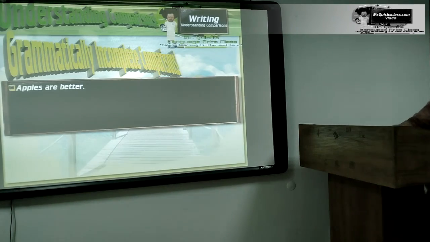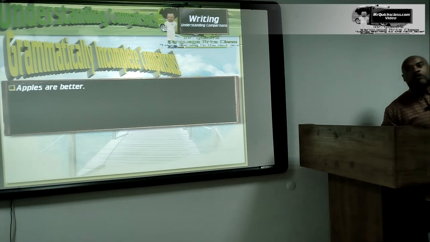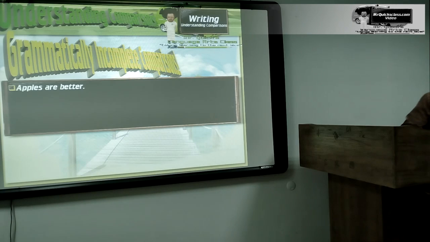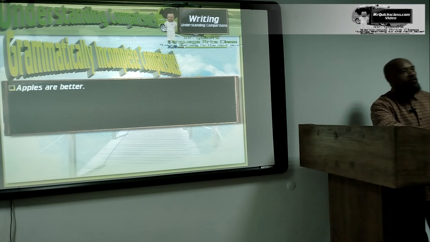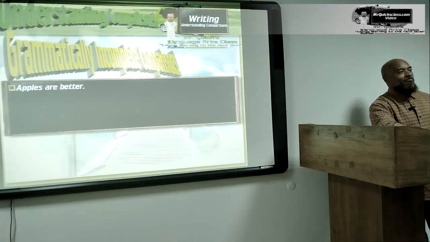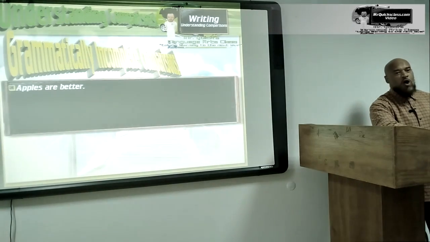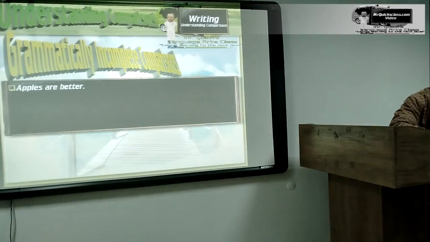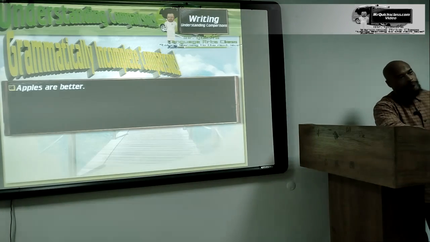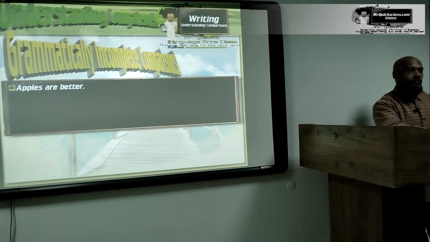It's correct. Excellent. So everything about this sentence is correct. Structurally, everyone agrees that the structure of this sentence is correct. You don't agree? Are you sure it's the structure you don't agree with, or the idea? All right. So what's wrong with the idea?